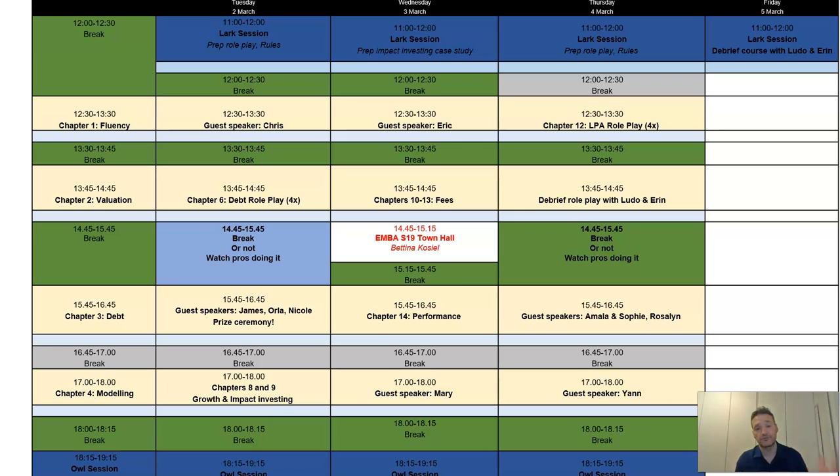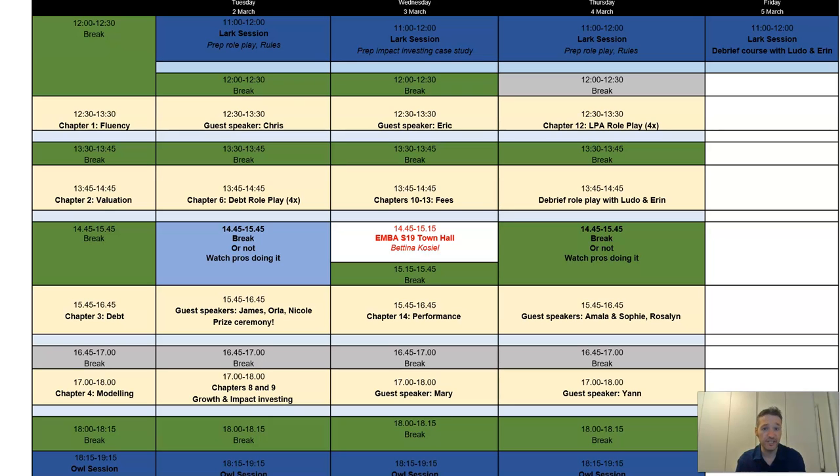Then it's chapter 3 on debt. So it's all about the leveraged finance market, the debt of companies, capital structure, what are the different loans and debt packages you can use in a transaction, what is the impact on returns and risk, etc.